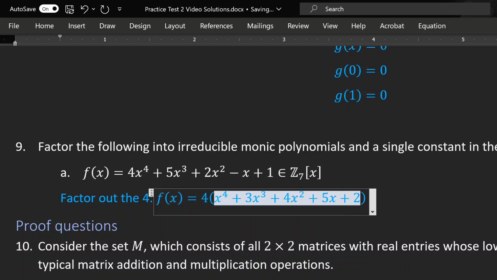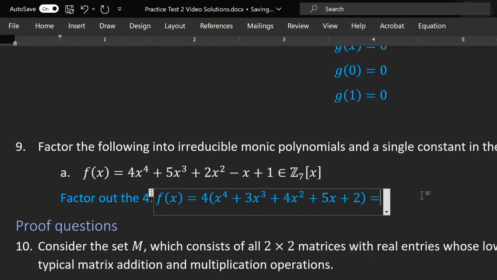Okay, so at this point, you would just want to confirm that when you multiply this back out, you do get all the numbers you started with. So I would get 12x cubed, 16x squared, 20x plus 8. Let me just confirm those all reduce to what they were before. Okay, so I had 4x cubed, yep. 12 mod 7 reduces to 5.